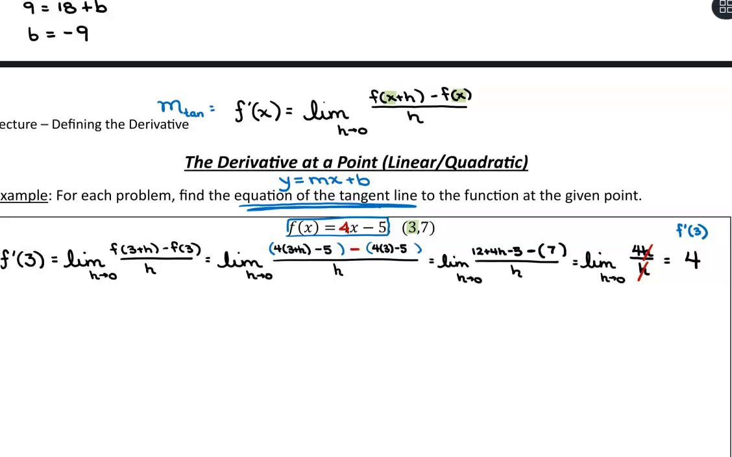So if you're like that, 4 seems familiar. If it's linear, those numbers will match up with each other. So if we just wanted the derivative at 3, we would be done. The derivative is equal to 4. Or we could say that the slope of the tangent line is 4.